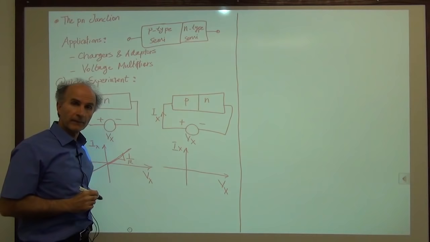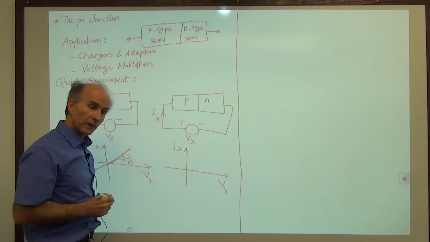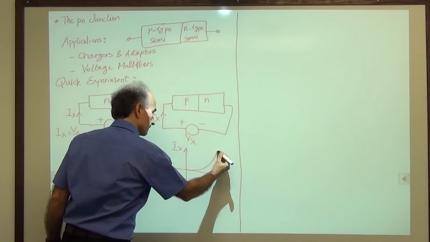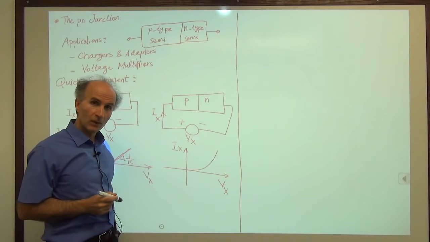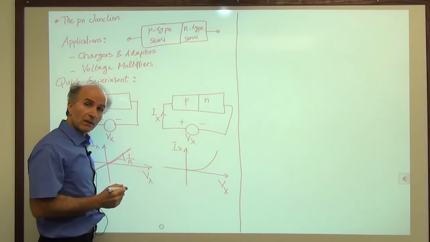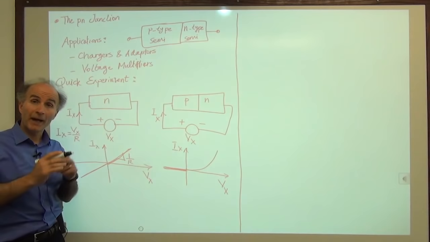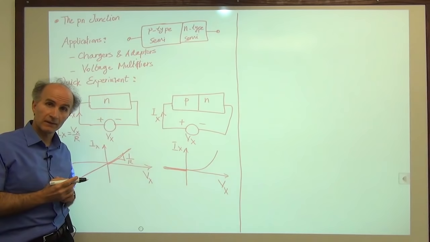Okay, well, if Vx is positive, we see some current. And the current does vary as a function of Vx. But it does not vary linearly. It varies like this. That's very strange, isn't it? Also interesting, if Vx is negative, what we see is that Ix is almost zero. So if you compare this with this, you see a dramatic difference between what a PN junction does and what a resistor does. The PN junction does not satisfy Ohm's law anymore.